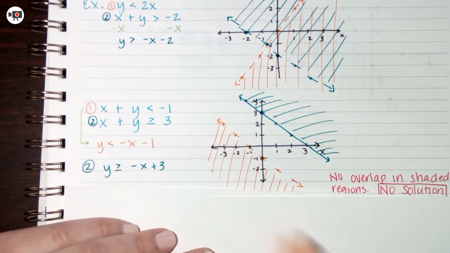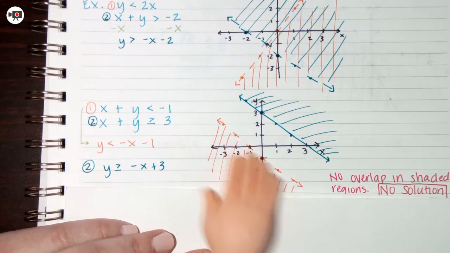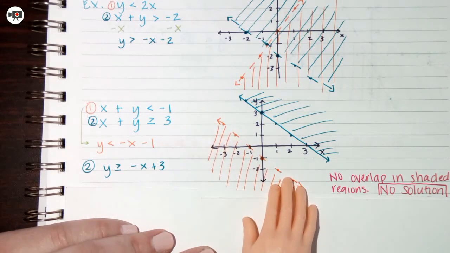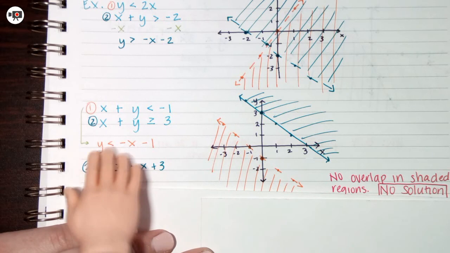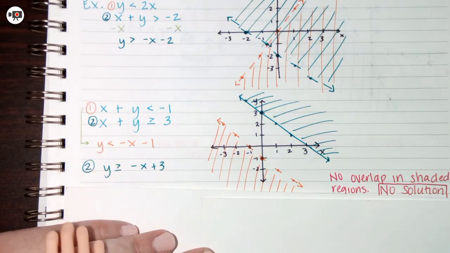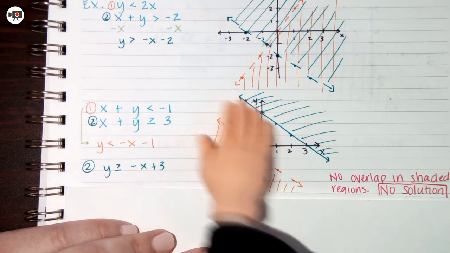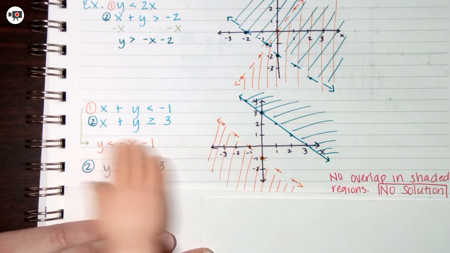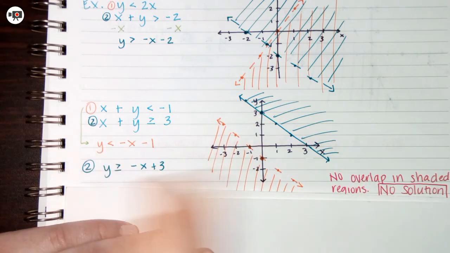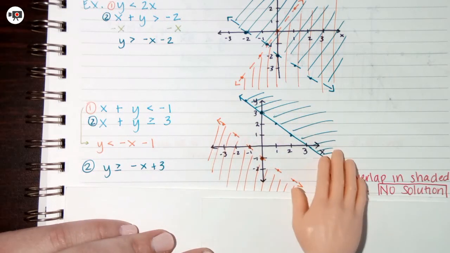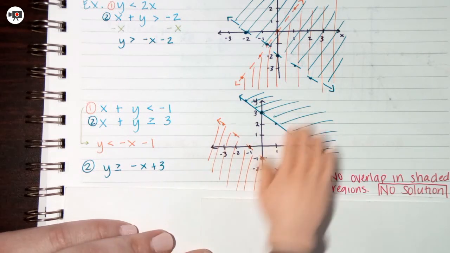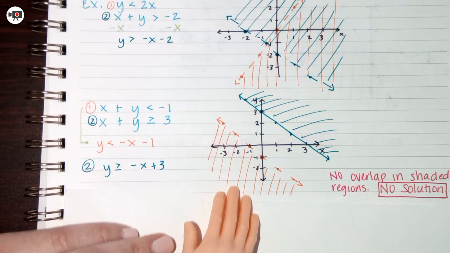And so I have this orange line with a y-intercept of negative 1, slope of negative 1. Equation 2, rearrange the same way by subtracting x over. And I have a y-intercept of 3 and a slope of negative 1. And I have to shade below my orange line and above my teal line. And I can see there's no intersection here.